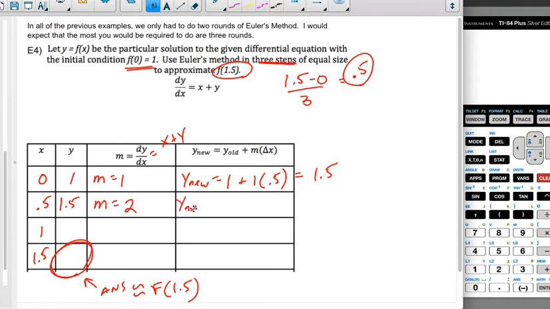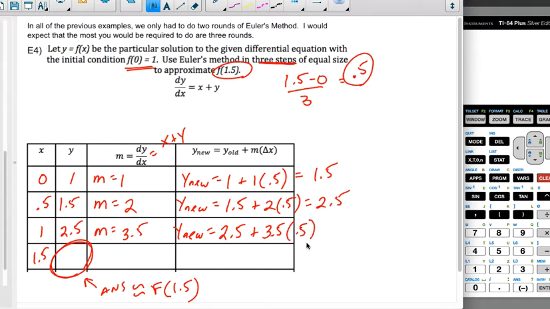So my new y is going to be the old y, 1.5, plus the slope times the change in x, right? Well, that's a 1.5 plus a 1, so that's a 2.5. My new slope is going to be x plus y, which would be 1 plus 2.5, so that's 3.5. So my new y, and this is going to be the final y that I need, is the old y, 2.5, plus a 3.5 times that change in x, which is 0.5.